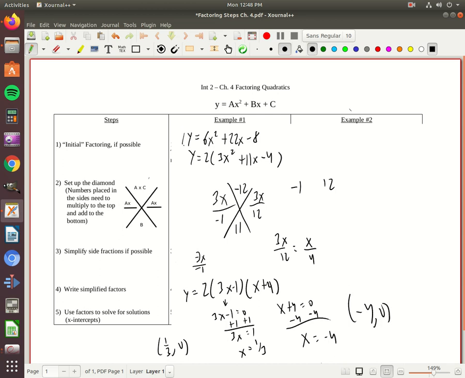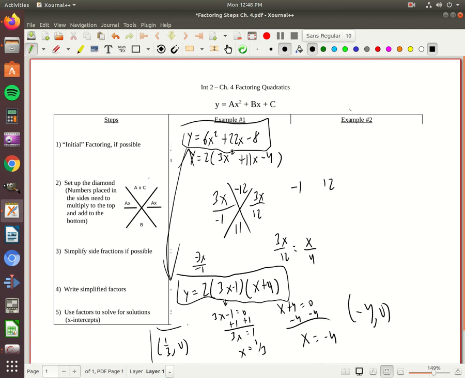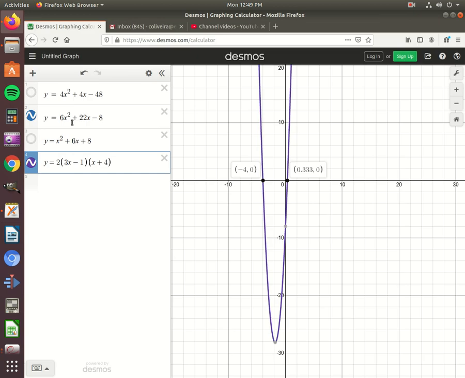So when I graph this equation, I expect these will look the same, and I expect they will have these x-intercepts. So let me go ahead and set that up and see if that's true. You can see we have 6x squared plus 22x minus 8, and 3x minus 1, x plus 4. Our intercepts are negative 4, 0, and 1/3, 0 like we expected to see. It's the same parabola twice. You can see with that a of 6 that it is pretty steep, and that opens up.